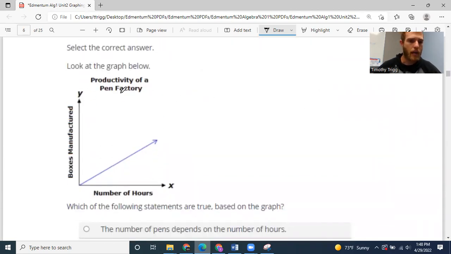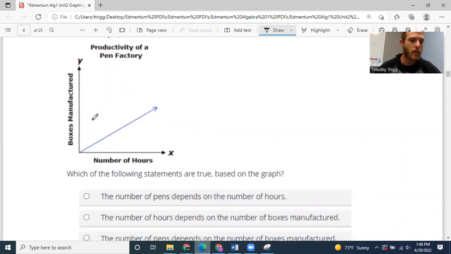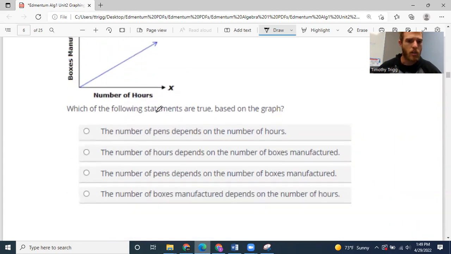Let's look at the graph. Okay, let's see. Productivity of a pen factory. Boxes manufactured, number of hours. Okay, again, time is our independent variable. Which of the following statements are true based on the graph?